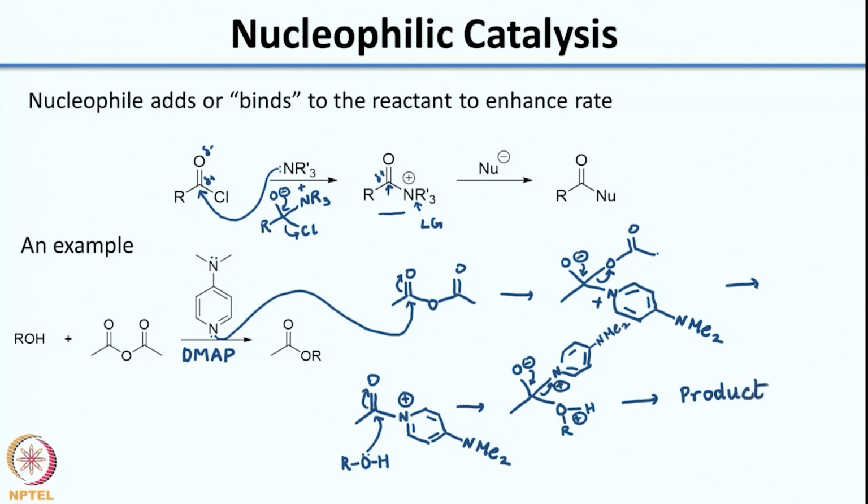So this is the mechanism of nucleophilic catalysis. Remember, this is very different from pyridine acting as a base. When pyridine acts as a base, it will abstract a proton. Here it is acting as a nucleophile, so you see it actually attack the electrophilic center. So remember, there is a difference between an amine acting as a base and an amine acting as a nucleophile.